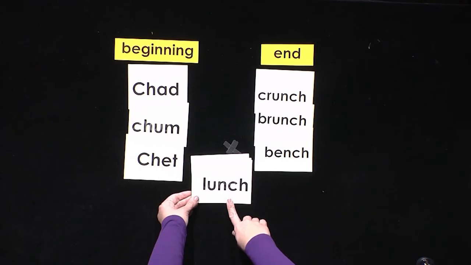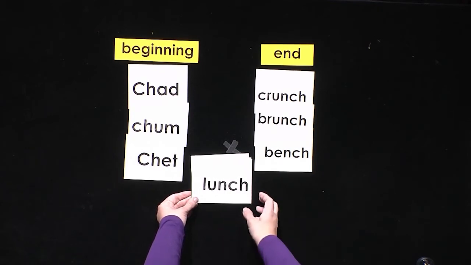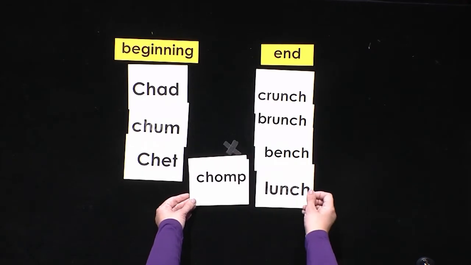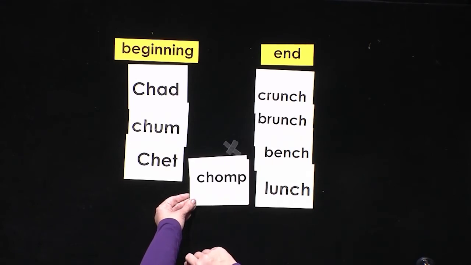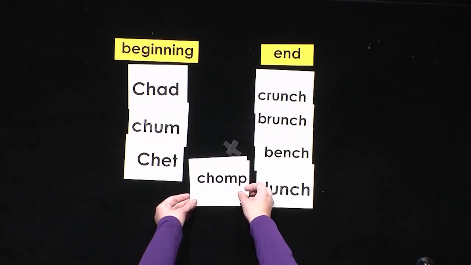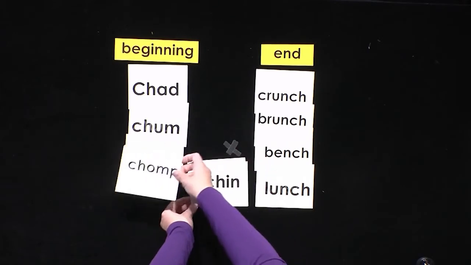Say lunch. Where do you see digraph CH? Excellent job. It also comes at the end of the word. Say chomp. Where do you see digraph CH in this word? I see digraph CH at the beginning of the word, chomp. So we're going to put it in this column.